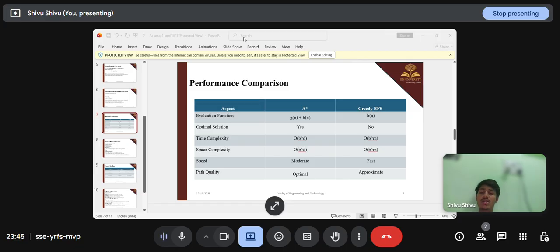And next, speed. A star is slower but reliable. And next, greedy best first search is faster but riskier. And next, the path quality. So A star gives the best path, and next, greedy best first search gives a path that may not be the best. And next slide.